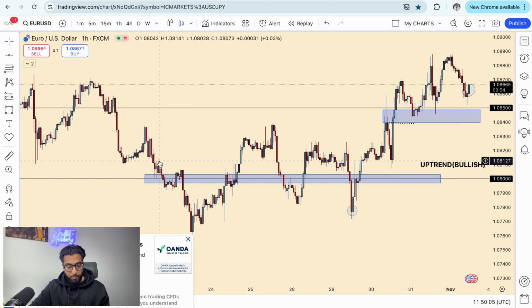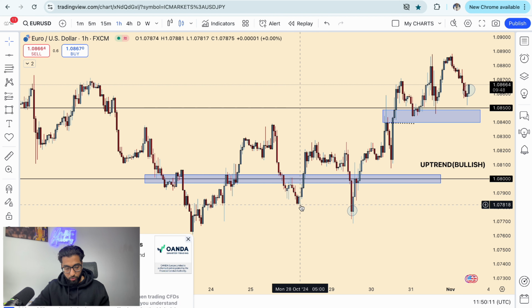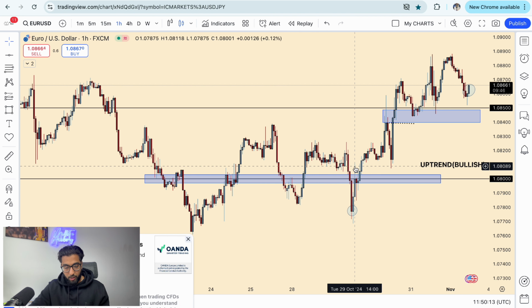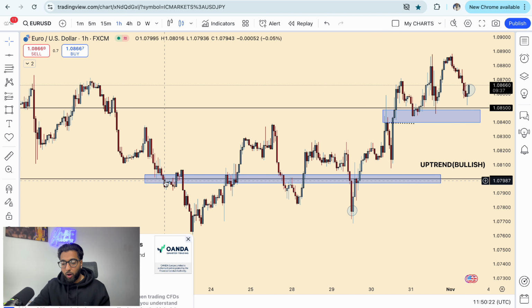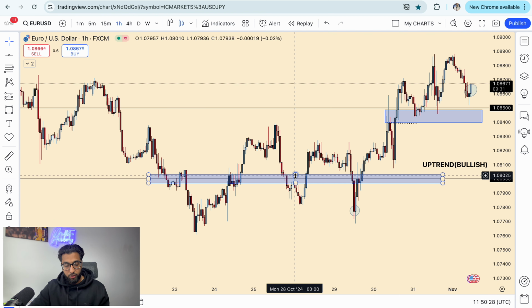Price comes here, people buy. Price comes here, people sell. Price came here, people bought. Price came here, people sold. Price came here, people bought. Price came here, people sold. And it's very, very respected. Every time price came here, it slowed down, okay? That's the areas we want. We want areas where price slowed down, okay? That's where you call an area of interest, okay?